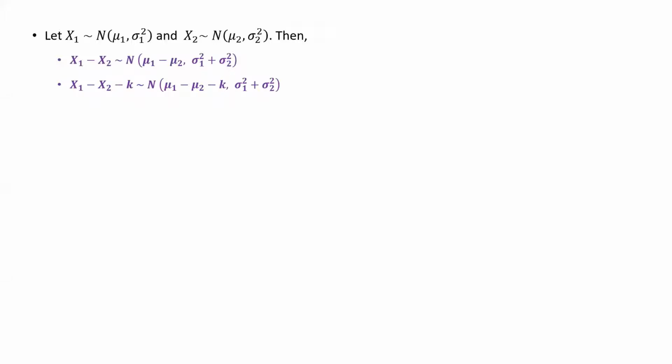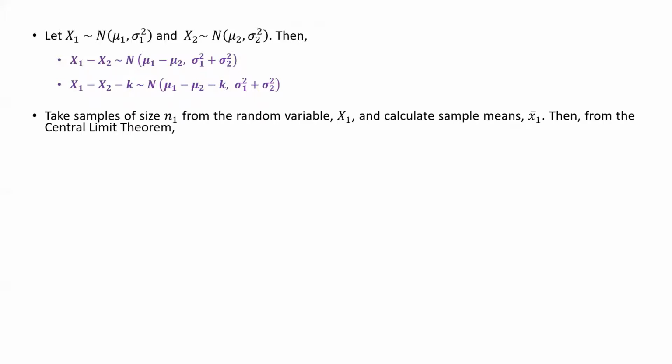All right, then look at the same x1 and x2 defined above. If we take samples of size n1 from the random variable x1 and calculate the sample mean x1 bar, then from the central limit theorem, we have x1 bar follows a normal distribution with a mean of mu1 and a variance of sigma 1 squared divided by n1.